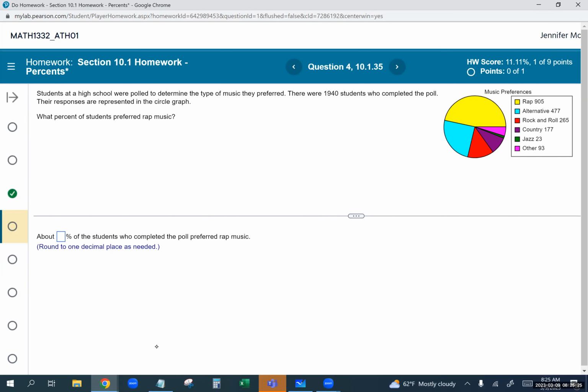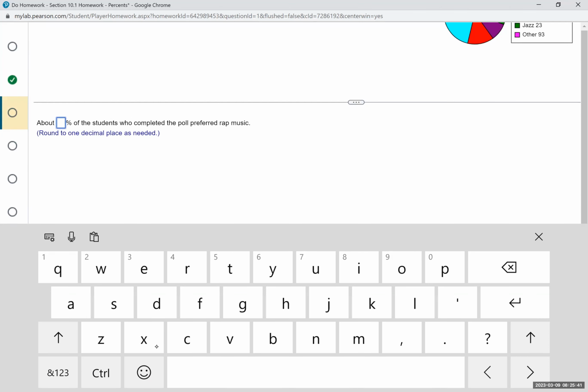The reason why is because I took the total amount of students and divided it by the whole. It gives me that answer as a decimal in my calculator. I need to turn it into a percent form and then round it. Don't round it before you move your decimal, is basically what I need to explain.